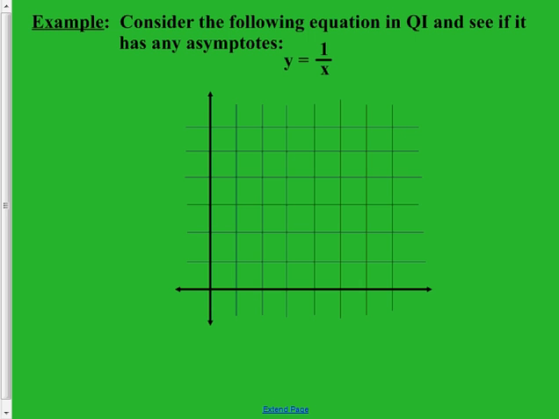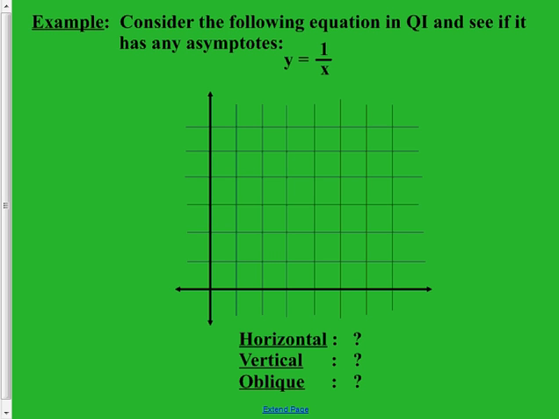Consider the following equation in quadrant 1 and see if it has any asymptotes. And our function is the reciprocal of x, f(x) = 1/x. Now, if you have no idea what the reciprocal of x looks like, well, we're going to follow the same procedures that we did the other day.